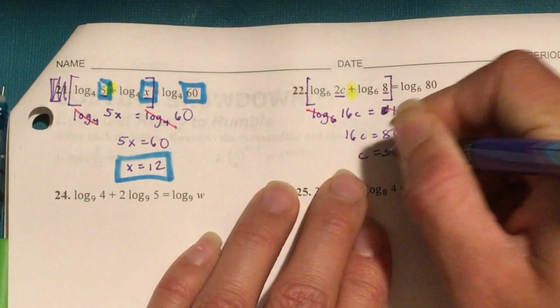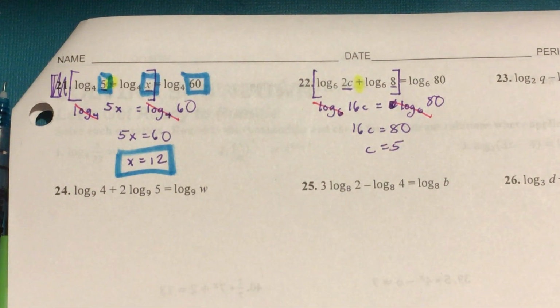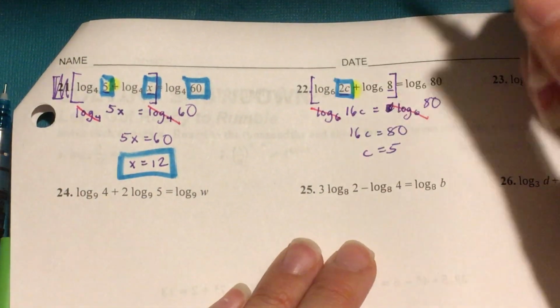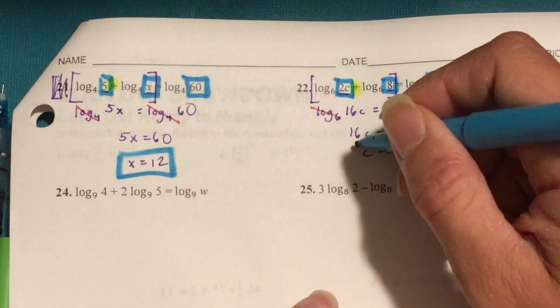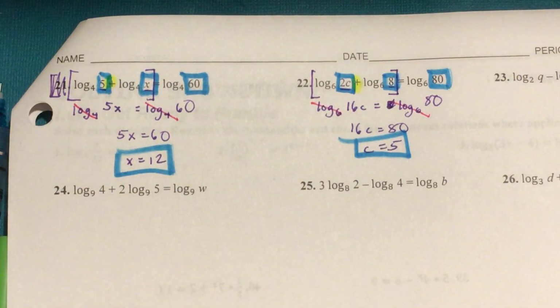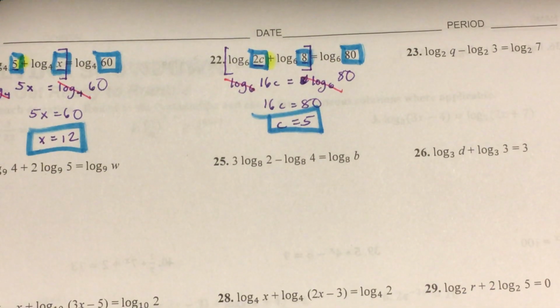So c equals 5. Plugging into all 3 answer parts of all 3 logs. 2 times 5 is 10. 10 is greater than 0. 8 is greater than 0. 80 is greater than 0. So c equals 5 really is our solution. Moving on to number 23.